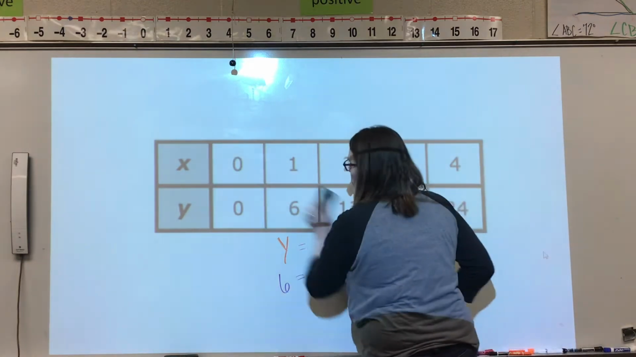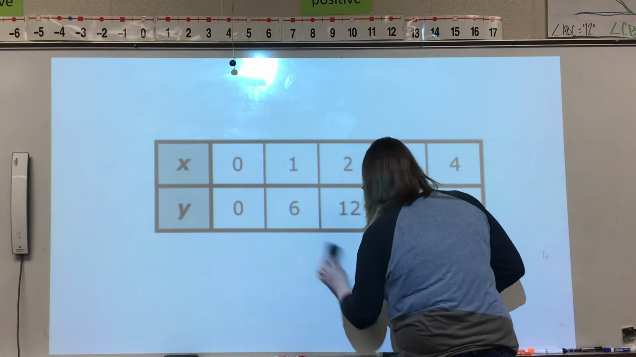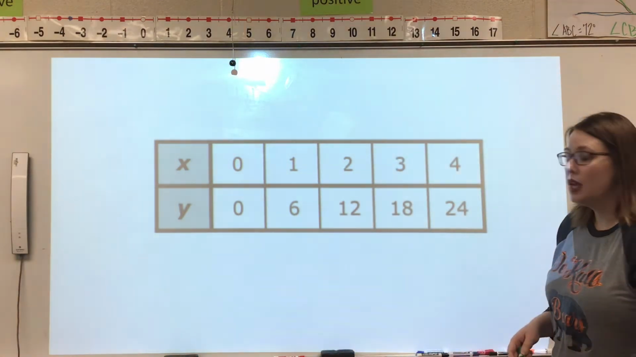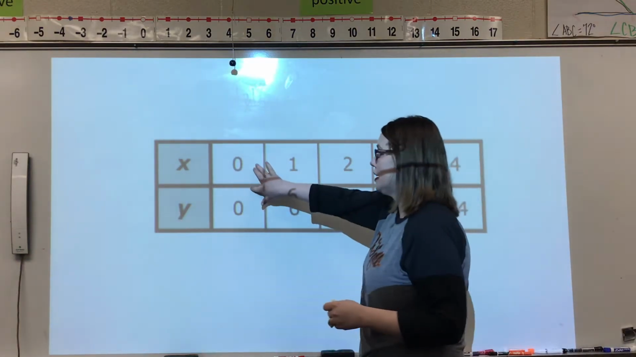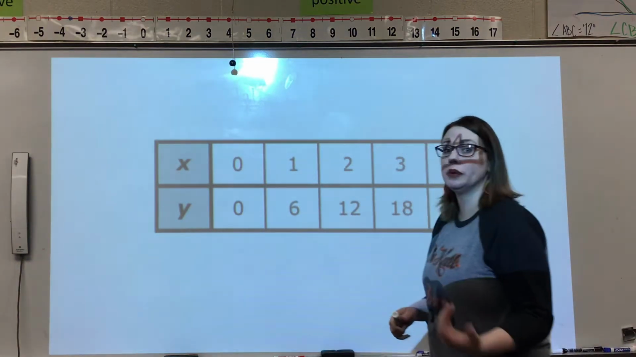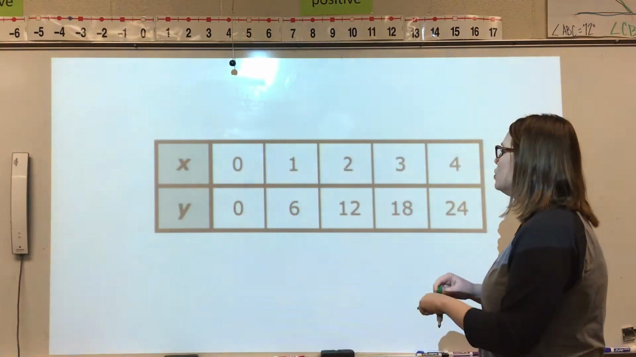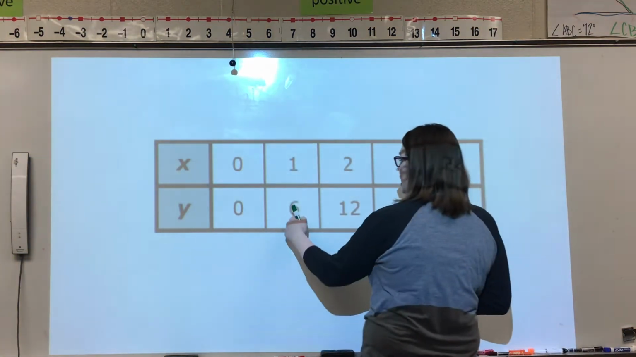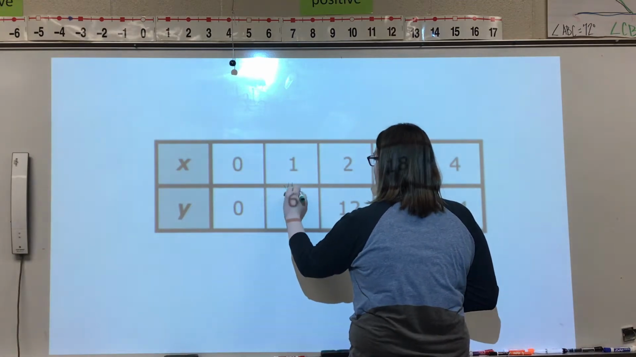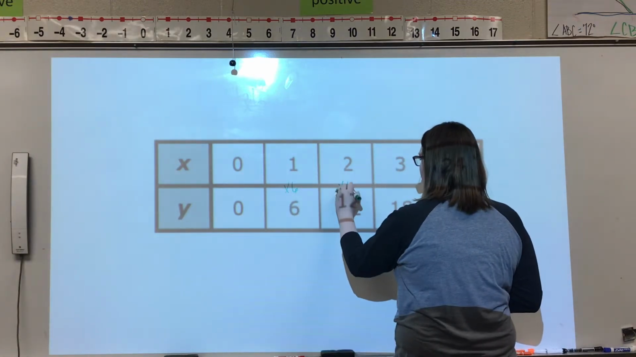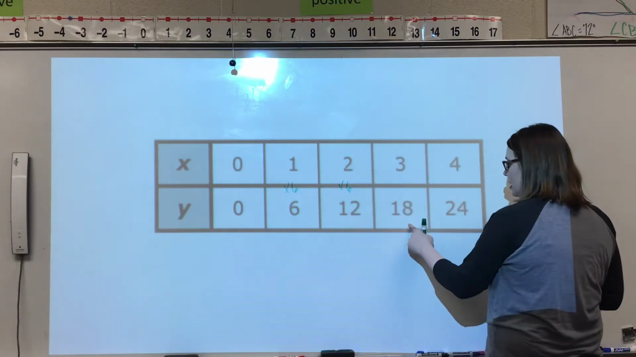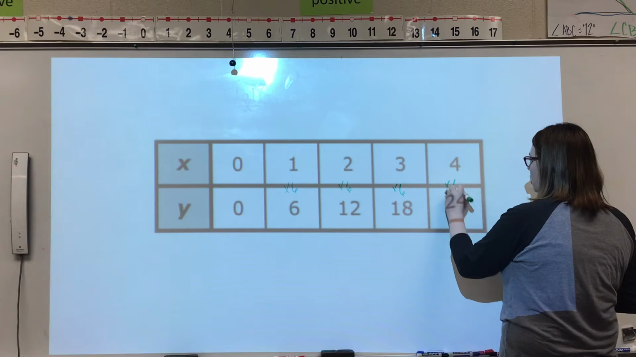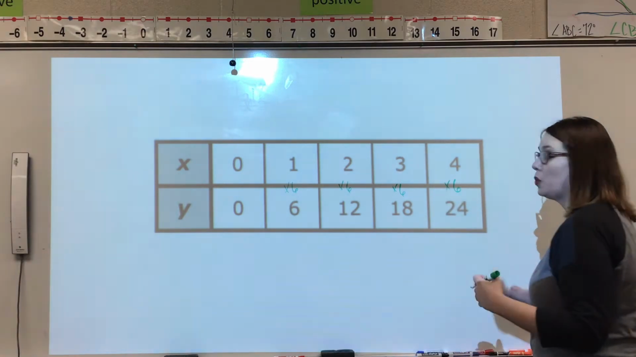All right. So this one gives me a clue that it's going to be a multiplicative relationship. Anytime I have 0, 0 for x and y, then I know I'm dealing with multiplication. So 0 times anything is 0. That's not going to help me. Well, 1 times 6 is 6. 2 times 6 is 12. That checks out. 3 times 6 is 18. That checks out. And 4 times 6 is 24. So I know my rule is going to be times 6.